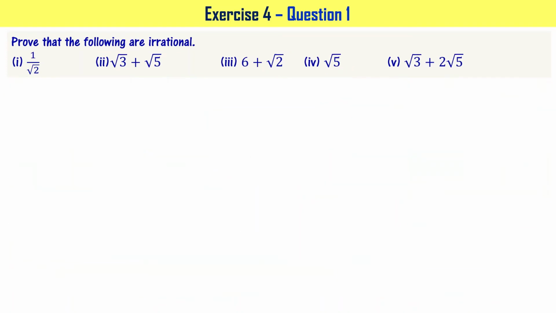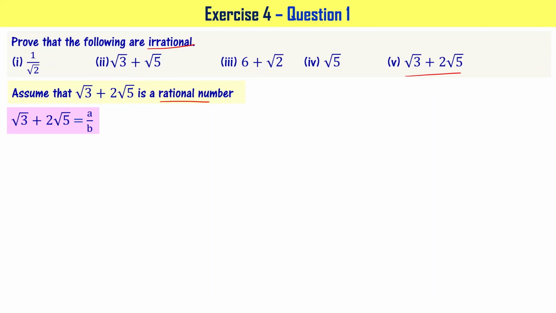Let's look at the last part of the problem. That is square root of 3 plus 2 root 5. We want to prove that as an irrational number. For that, we are going to go by proof by contradiction method that says that the given number is a rational number. If it is a rational number, I can express it as a ratio of two integers, a and b. So I have written square root of 3 plus 2 root 5 equal to a by b, right?